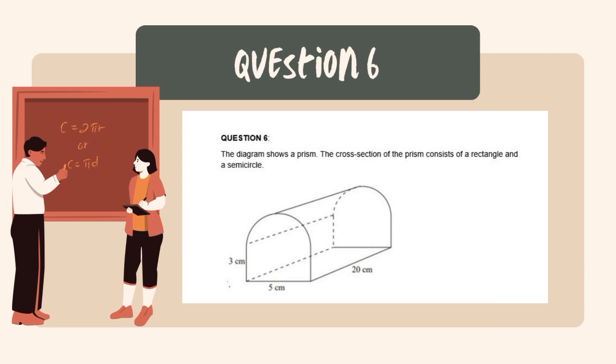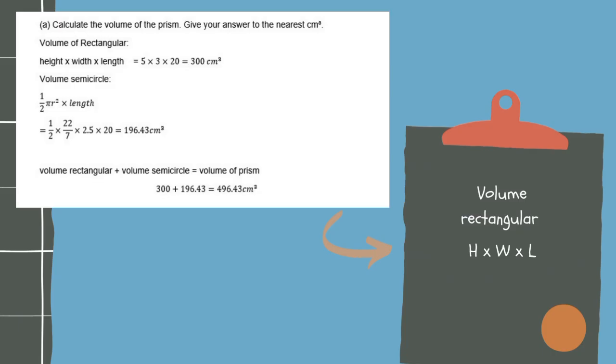The cross section of the prism consists of a rectangle and a semicircle. For the first question, calculate the volume of the prism. First, we should find the volume of the rectangle, which uses the formula height multiplied by length. And then we get the volume of the rectangular part. For the second one, we should find the volume of the semicircle. Just use the formula. After we get both answers, total the volume of the rectangular part plus the volume of the semicircle. Then we get the volume of the prism.